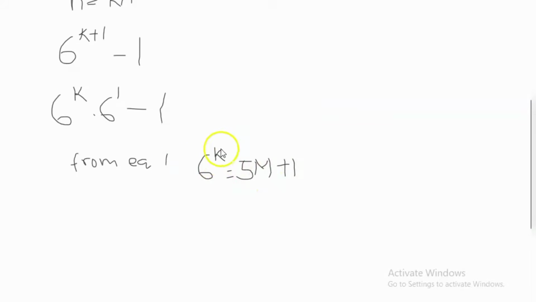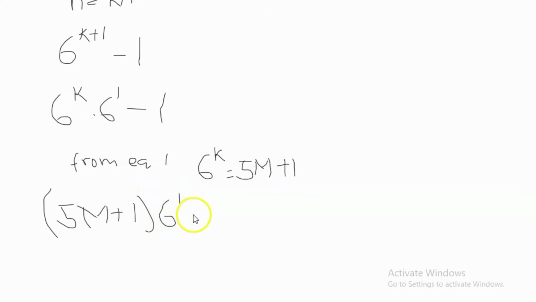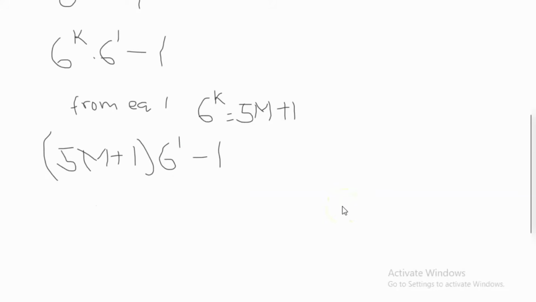So now we are going to substitute 6^k into this equation that we have here. So wherever we see 6^k, we're simply going to put 5m plus 1. Alright, so 6 to the power of k, we put 5m plus 1. I apologize for my handwriting. Nevertheless, it's legible enough, I think. So we have this, so this still stands, so multiplied by 6 to the power of 1 minus 1. Okay, so it's as simple as this. So now we can carry on from here.